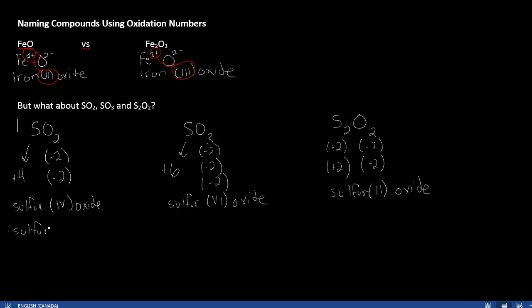Just for completeness, we could re-examine the covalent naming system for this. This would be sulfur dioxide for SO2, sulfur trioxide for SO3, and disulfur dioxide for S2O2. The 2 naming conventions are used interchangeably. Obviously, when we discuss oxidation-reduction reactions, we're more likely to ask about the Roman numeral naming system.